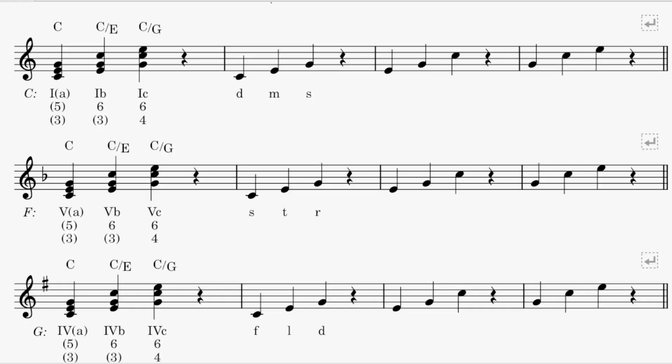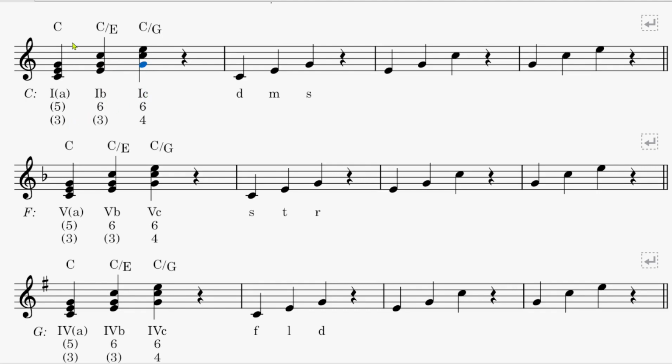Now we will look at C major tonic triad as an example. C is the first note and it makes a tonic triad C, E, G. So we will write 1. A means root position. When the third is in the bass, it is B position. We call it first inversion. When the fifth is in the bass, we call it C position. So it becomes 1A, 1B, 1C.